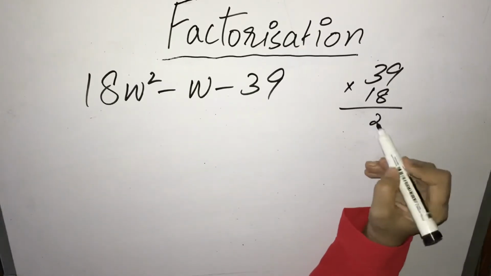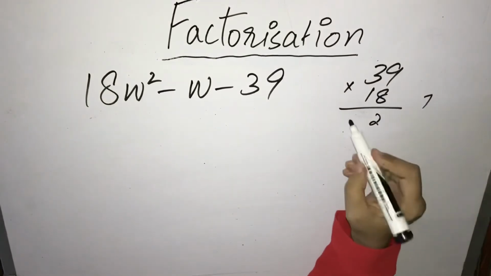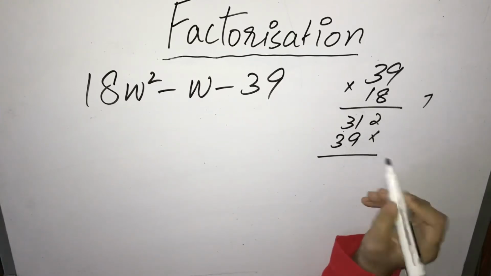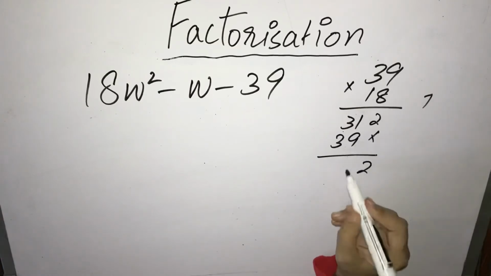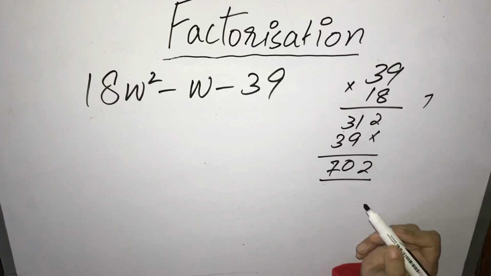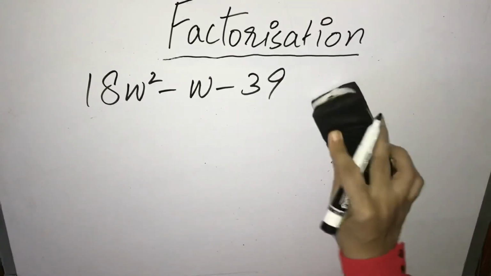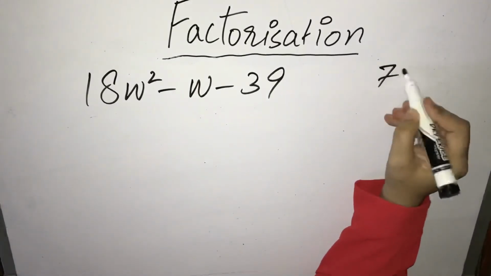8 9s are 72, 8 3s are 24, and 7, 31. 1 9s are 9, 1 3s are 3. Okay, this is 9 and 1 is 10, 3 and 3 is 6, 702. We have to make the factors of 702. As 702 is a big number, so I will not ask you to make the factors of 702.